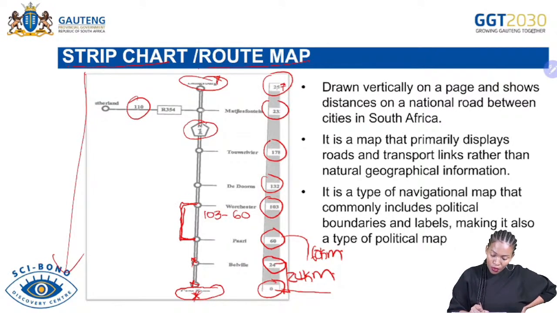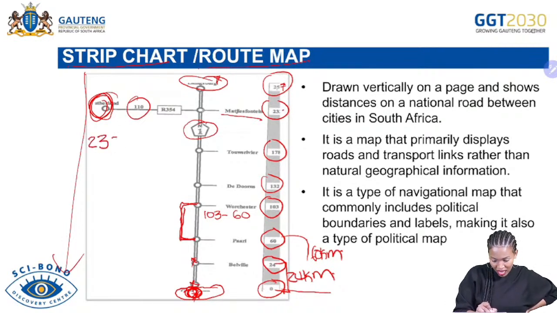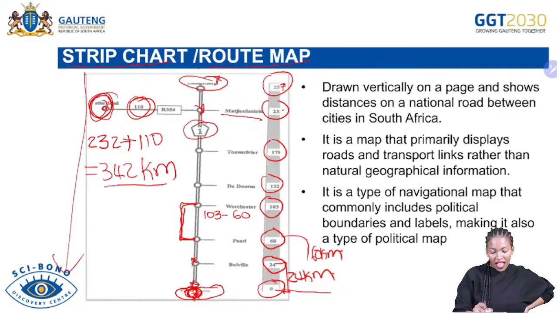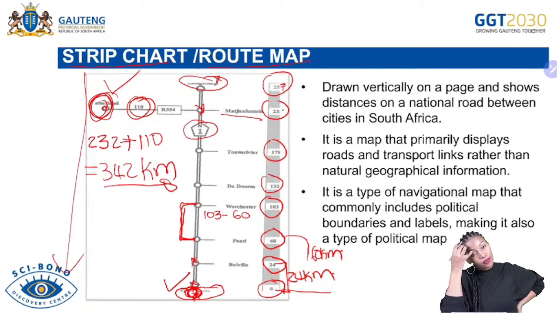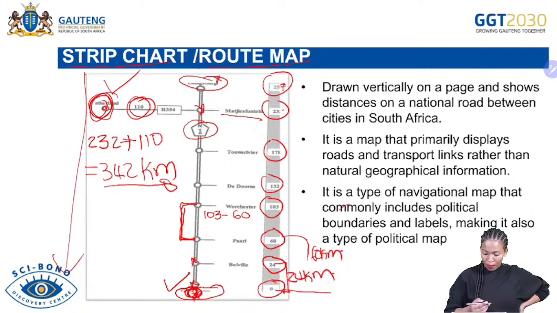If I wanted the distance from Cape Town to Sutherland, this is Sutherland, I'm going to start by saying, okay, from Cape Town to Matjiesfontein is 232, and you write it down, 232. And then from Matjiesfontein to Sutherland, it is 110. So the total distance would be 342 kilometers. That would be the distance from Cape Town to Sutherland. This is basically how you work with a strip chart, and this is how you interpret it.